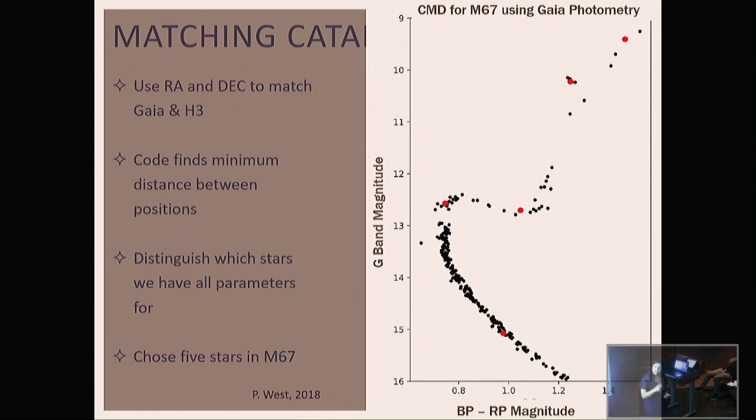And so this is a color magnitude diagram I made of M67 using the photometry from Gaia. On the y-axis, we have the G-band magnitude, and on the x-axis, we have B minus R. Gaia specifically uses a naming convention, BP minus RP. That's why that's different. And these red dots are the 5 stars I chose. And I really want to highlight that they're very spread out over this color magnitude diagram and why that is.